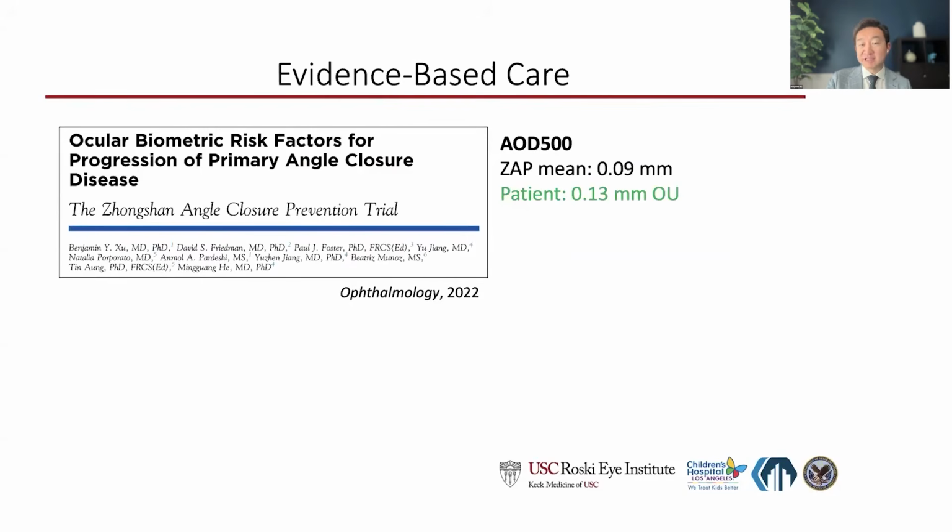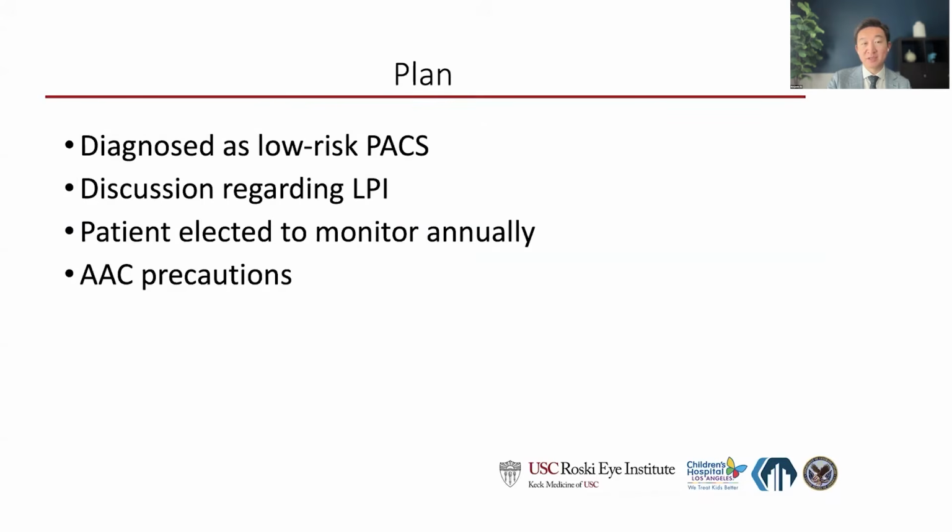Therefore, we turned to data from the ZAP trial in which we assessed the mean AOD 500 and determined that it was 0.09 millimeters. And so you can see that this patient's AOD 500 is greater than average, which is reassuring since we know that the narrower the angle on AS-OCT, the higher the risk of progression.